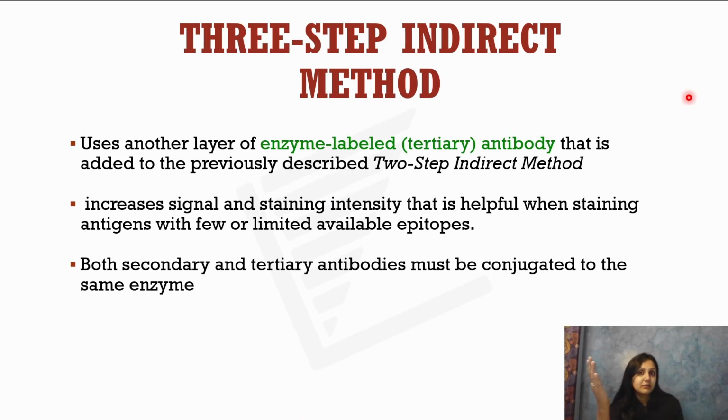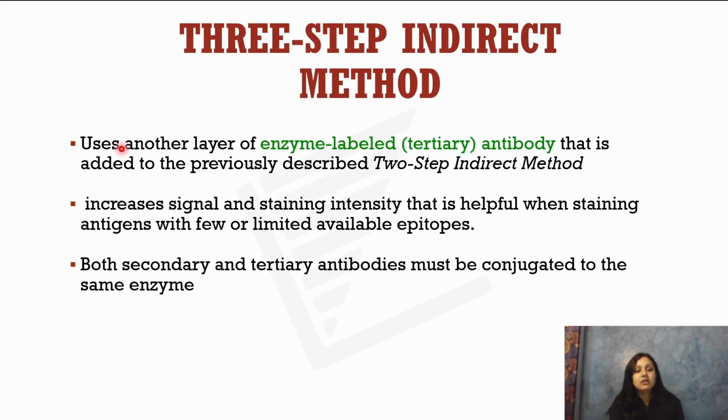The three-step indirect method also exists, right? You would be asking me why exactly we need a three-step indirect method. If we already have these wonderful methods, we don't really need another method to complicate things. Well, what this does is increase the signal and the staining intensity, which is very helpful when we stain antigens with very few or limited available epitopes. Not all tissues will have thousands of antigens to produce good color. So to produce good color and show good positivity, we sometimes need the three-step indirect method.